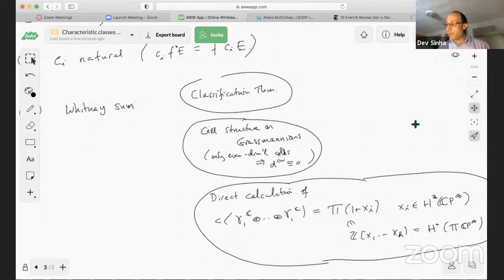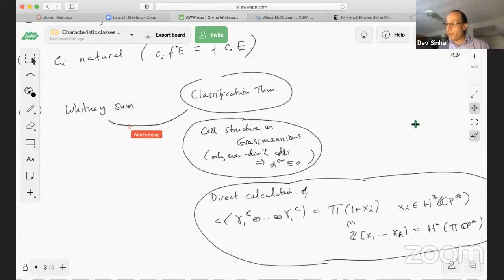We're going to understand a little bit better this relationship between complex projective spaces and our Grassmannians. But in any case, the calculation stands, and all three of these still give the Whitney sum formula.